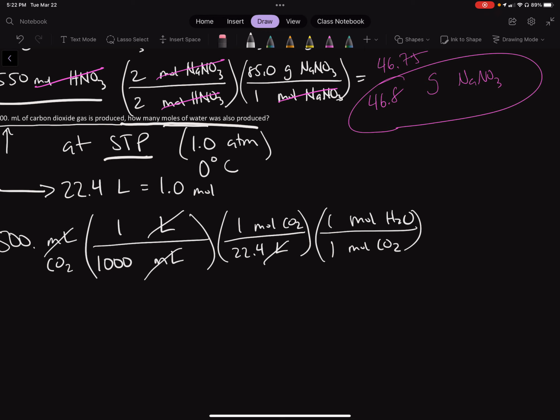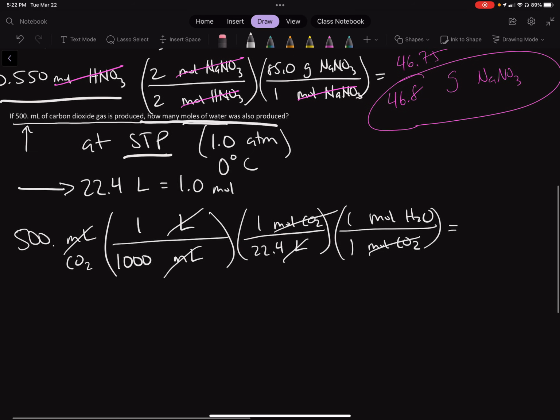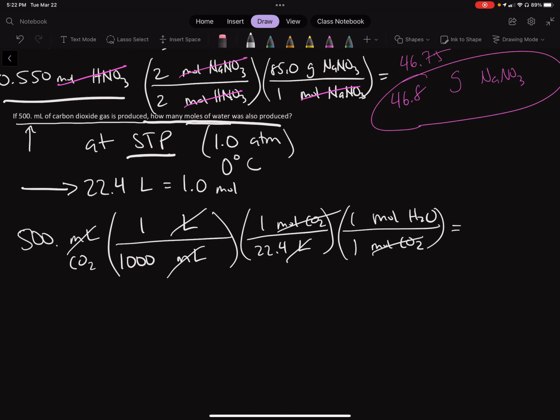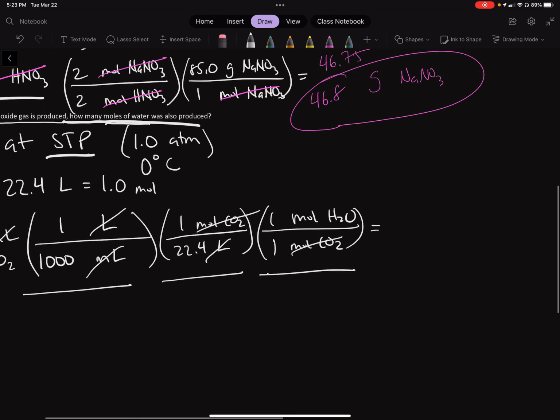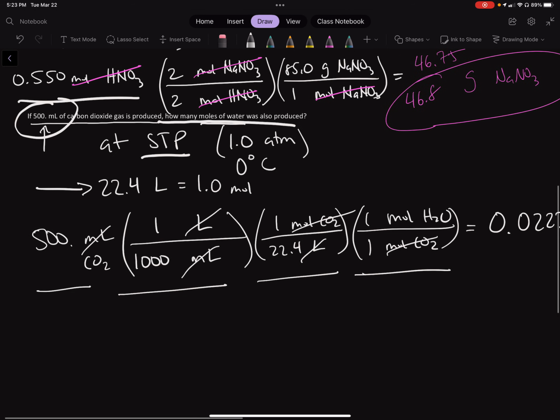So again, it's kind of trivial, but it's really important to show that because you're really showing how your units are canceling. And you have to have the correct units in your answer if you want to get the problem correct. So in our calculator, we're going to do 500 divided by 1,000 and divided by 22.4, because that last bit is kind of trivial. Times 1 divided by 1, same thing. So I'm doing 500 divided by 1,000 and divided by 22.4 in my calculator, and I get 0.02231 mole of H2O.